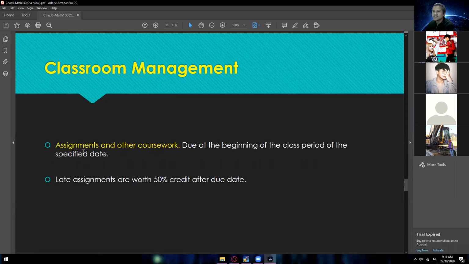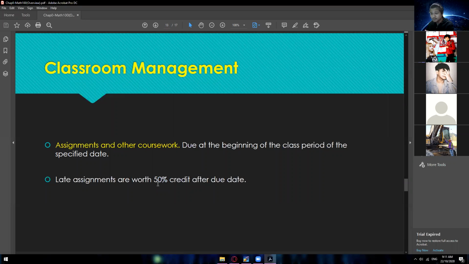Okay? And then, assignments and other coursework due at the beginning of, okay, so never mind this one. So, depende na lang to sa due date na ibibigay ko dun sa Canvas. Okay? Well, of course, late assignments are worth 50% credit after due date. So, make sure na kapag binigyan ka ng 3 days para tapusin yung assignment, tapusin nyo within 3 days. Kasi kapag hindi, pag na-late na kayo, i-allow ko pa rin naman kayo i-pass nyo yung assignment, pero yung credit nun is 50% na lang.